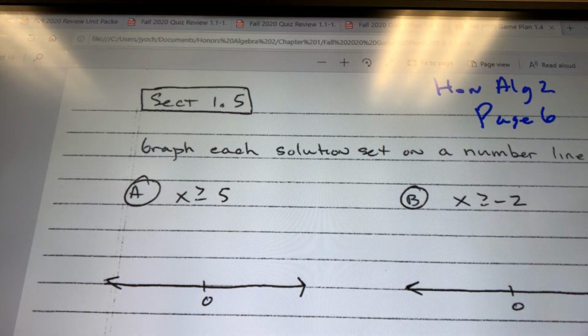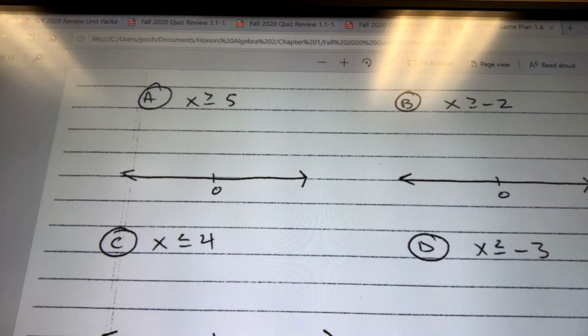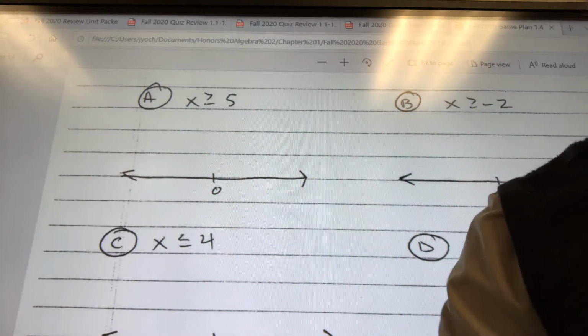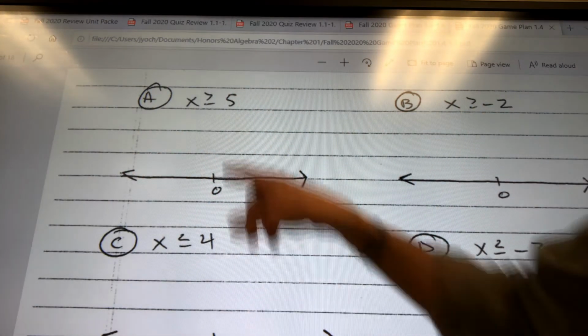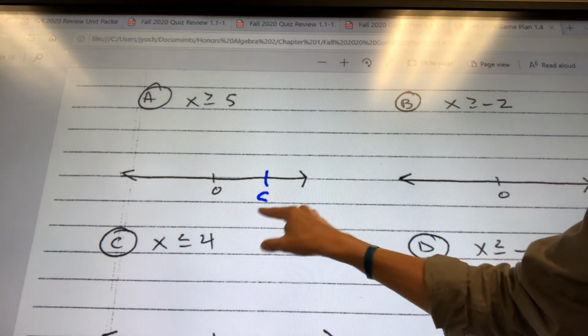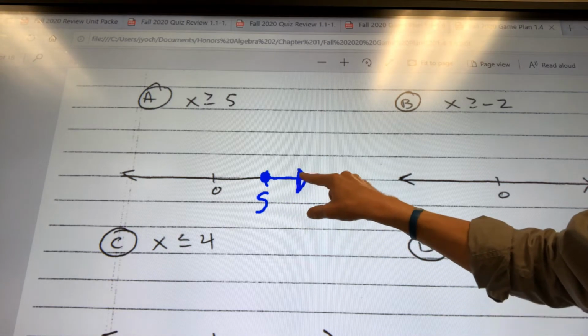We are on page 6 in this game plan. We're starting to get a little real. Graph each solution set on a number line. I put these in a nice order, I do believe. First one is x greater than or equal to 5. The mouth goes towards the bigger quantity, greater than or equal to, because you have equality. Here's what you do. 5 is to the right of 0. Closed circle, you're going to shade to the right.